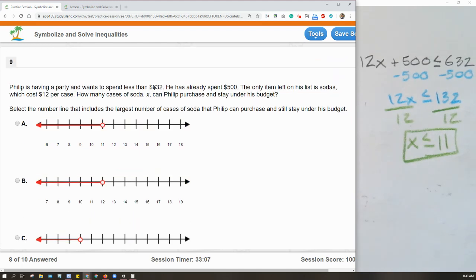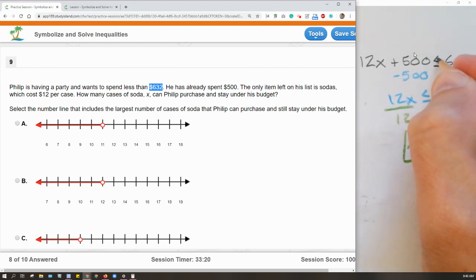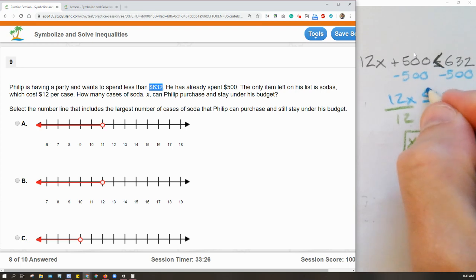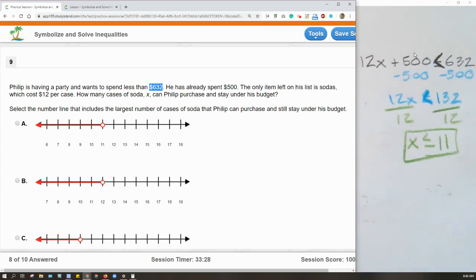he wants to spend less than $632. So you may have noticed I did something wrong. This entire time should not have been a less than or equal to symbol. It says less than $632, not less than or equal to. It doesn't say at most $632. So this should have been a less than symbol, not less than or equal to. Similarly, all of these then coming down would have been less than symbols instead of less than or equal to. I didn't read that problem carefully enough.